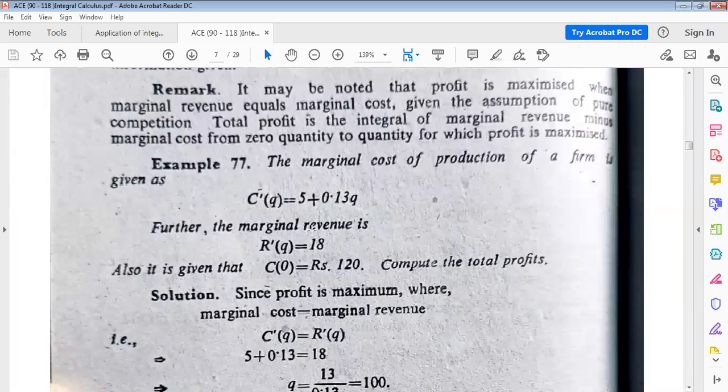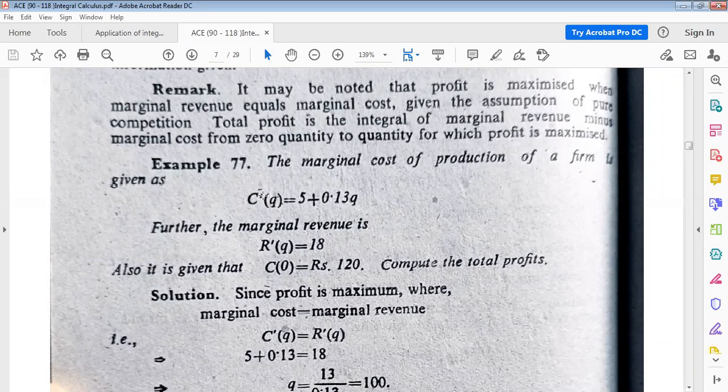Now we'll try to solve an example related to this. The marginal cost of production of a firm is given by this. This is marginal cost, because C'(q) means dC/dq, the first differentiation of C with respect to q. One dash indicates the first differentiation of C with respect to q, and q is the independent variable here. So the marginal cost is given as 5 plus 0.13q. Q is the quantity, the number of units produced.